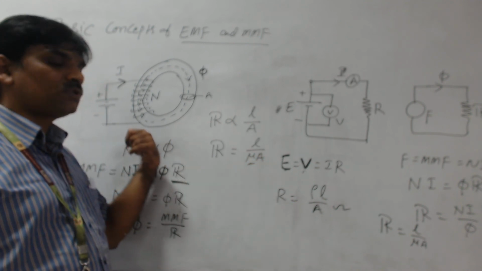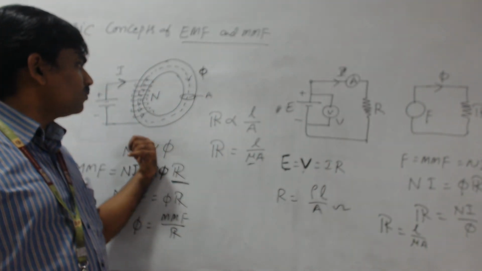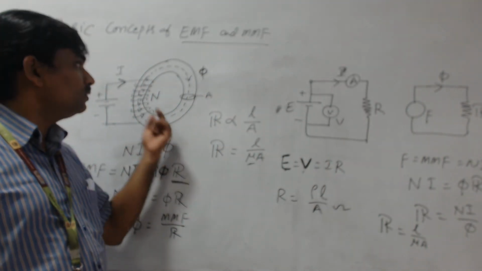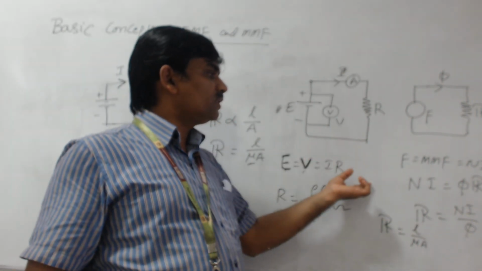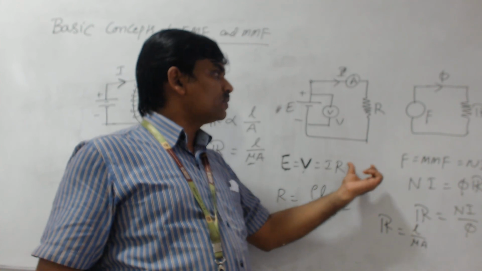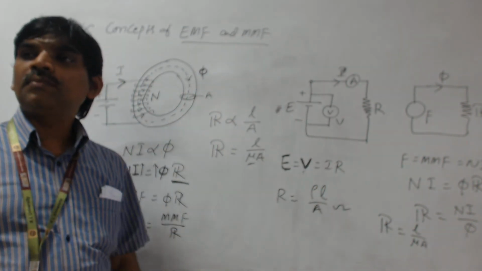We are talking about here the driving force is voltage, and there the driving force is MMF. Once the voltage is given to any closed circuit, current passes. Similarly, if any coil is excited with this force, it sets up the magnetic flux.